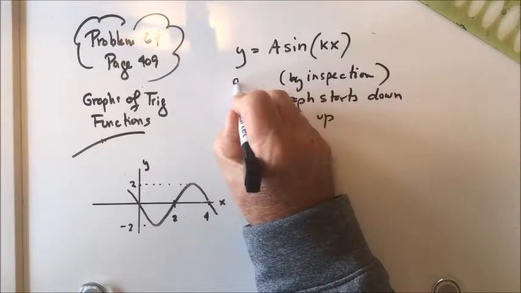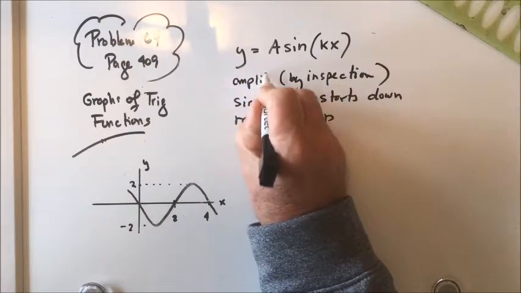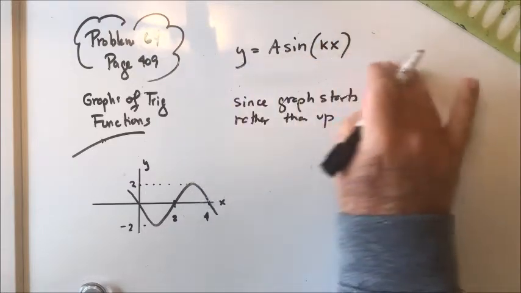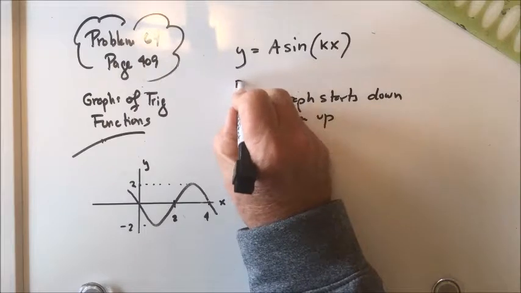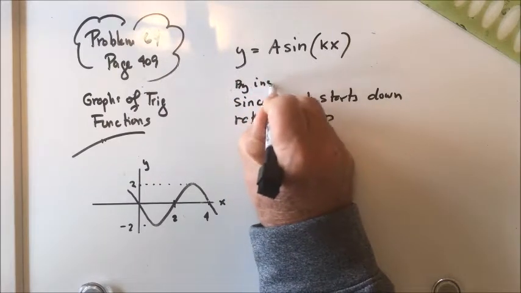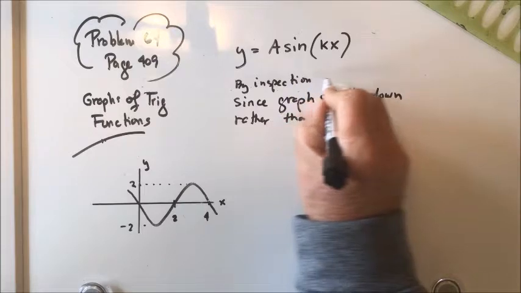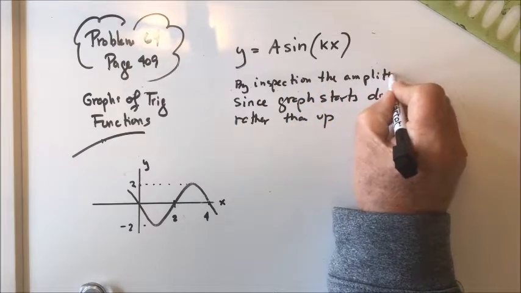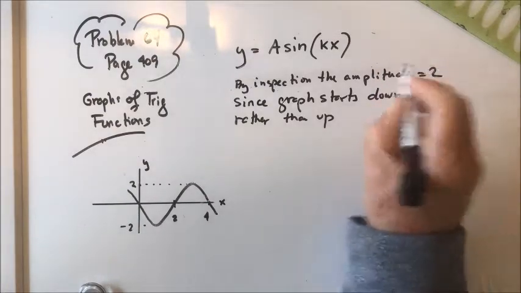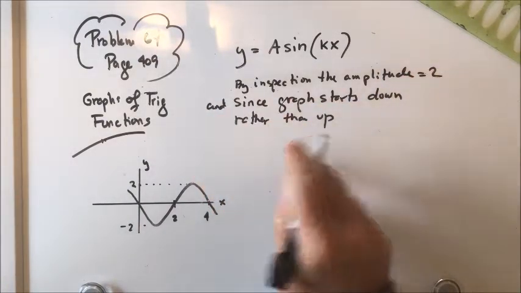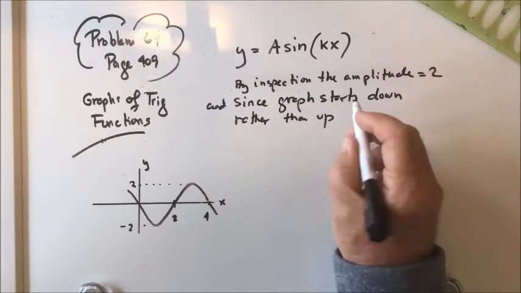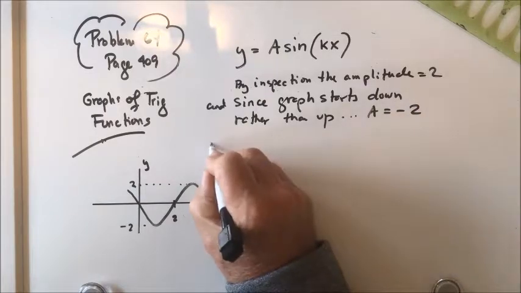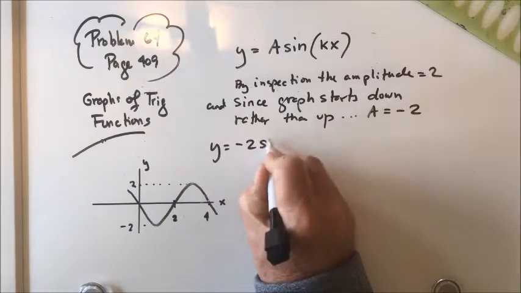Okay, so the amplitude, here we go. I'm just now figuring this out as I'm going along. By inspection, the amplitude is 2. And since the graph starts down rather than up, A must be equal to minus 2. All right, so we're looking at y is equal to minus 2 sine kx.